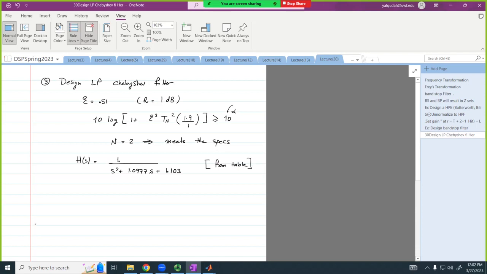Okay, so then we're going to do frequency transformation. We're going to replace S with omega C upper hat minus omega C lower hat multiplied by S divided by S squared plus omega C lower hat omega C upper hat, which is going to equal 10,519 multiplied by S divided by S squared plus 44,662,489.